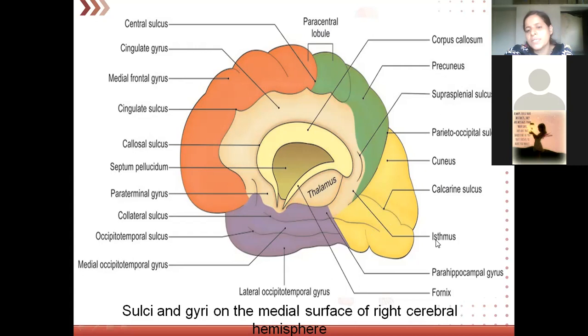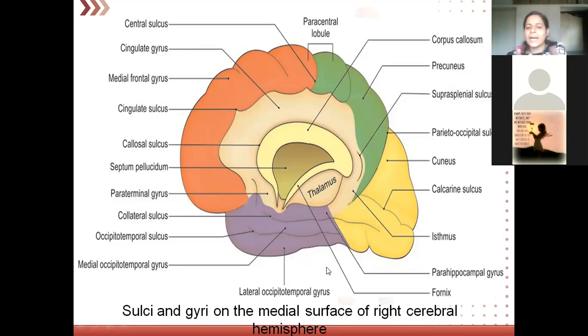In the occipital lobe, this calcarine sulcus is very clearly visible here. Above this, you call it cuneus. As you move more interior, you call this area isthmus. So this whole thing is temporal lobe. On the medial side of the temporal lobe, it shows collateral sulcus, occipitotemporal sulcus, and the gyri are medial occipitotemporal gyrus, lateral occipitotemporal gyrus, and this area is parahippocampal gyrus.